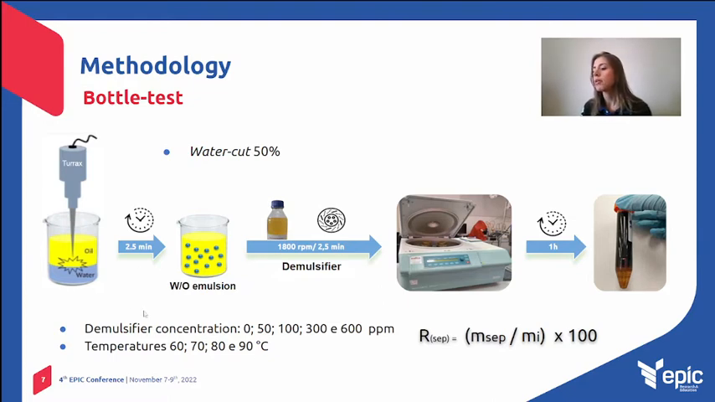And here are some parameters that I used in my analysis: the demulsifier concentrations and temperatures, and I repeated the same parameters for interfacial tension measurements. And to evaluate the demulsifier efficiency, I calculated the separation factor R. R was calculated by the mass of total water separated over the mass of total water that I put in the emulsion at the beginning, okay?